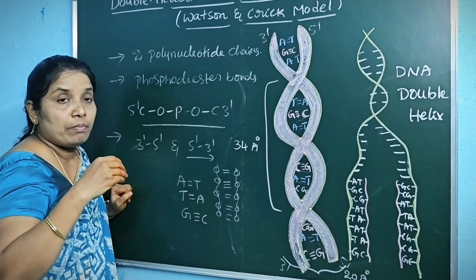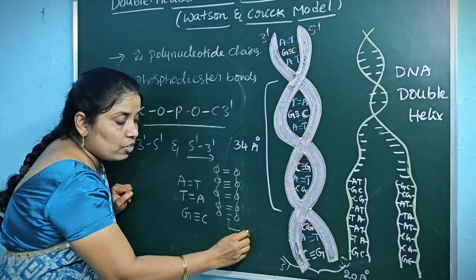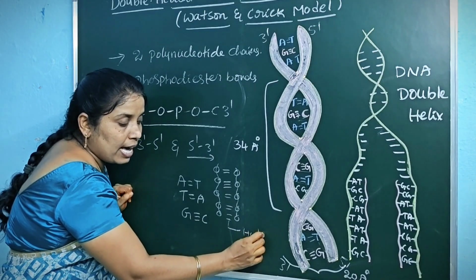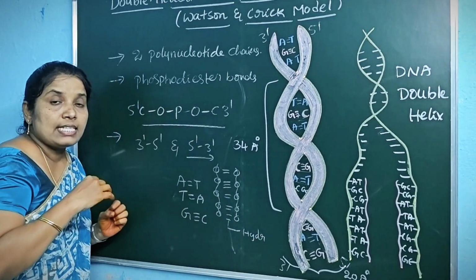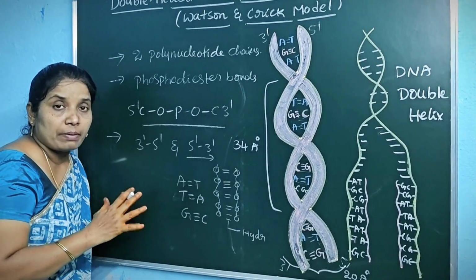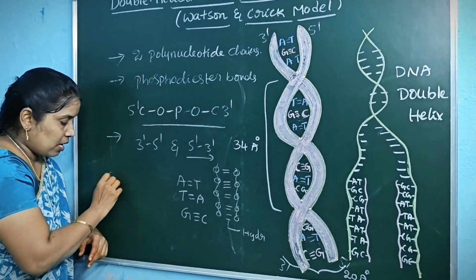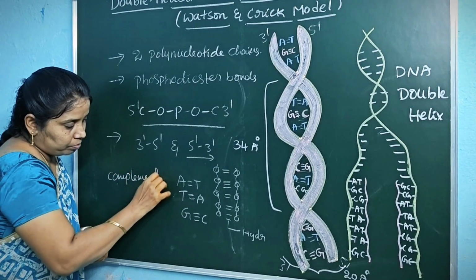Okay. So between the two strands of DNA, there are hydrogen bonds. They hold the two strands together. This kind of base pairing between purines and pyrimidines is nothing but complementary base pairing.